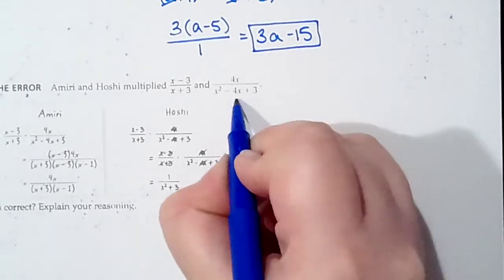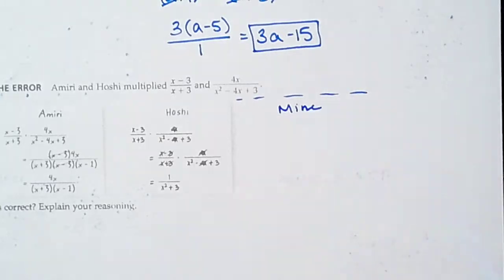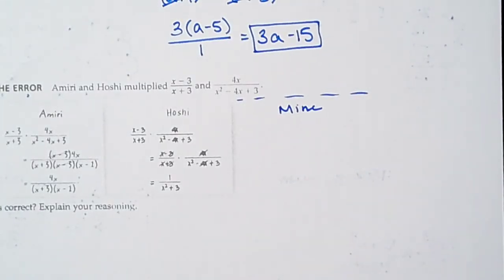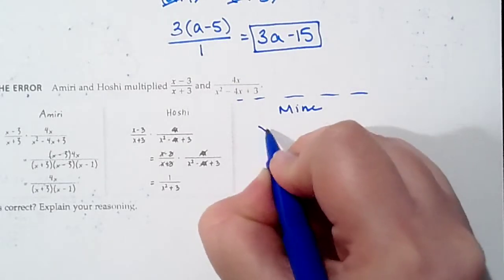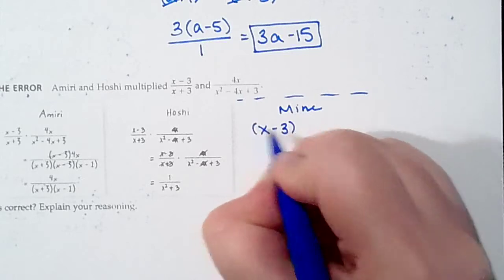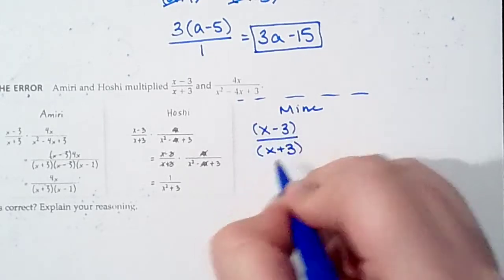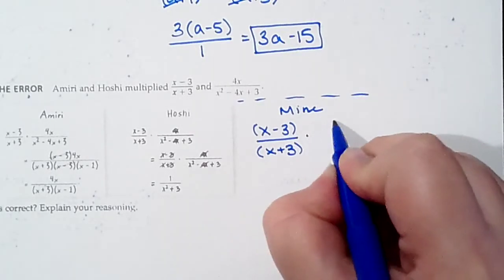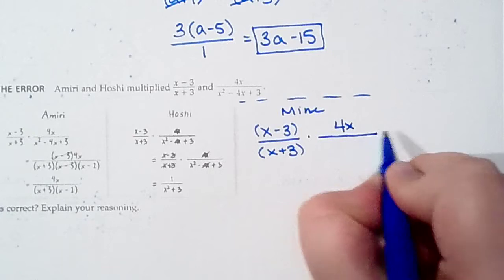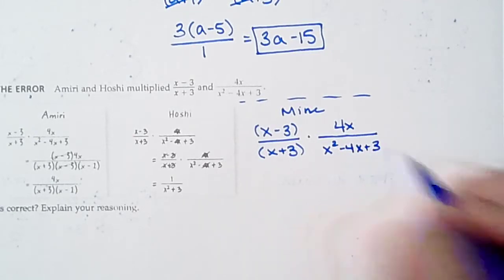So, if you want to, you can be a little bit whimsical and say, Amiri's got hers, Hoshi's got his. I'm assuming they're guy and girl. I guess they could be anything, but I'm going to put mine right here. So I've got x minus 3 over x plus 3. Notice they're not the exact same, so I cannot cancel them, times 4x over x squared minus 4x plus 3.